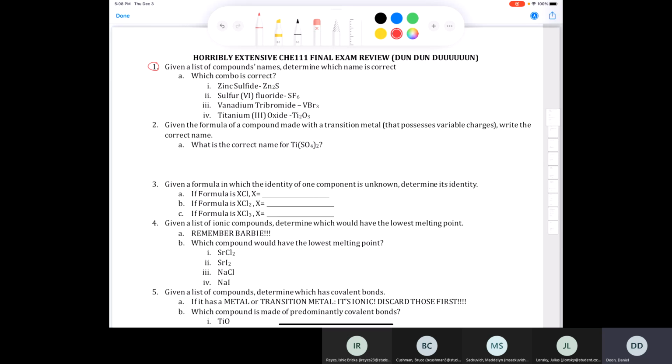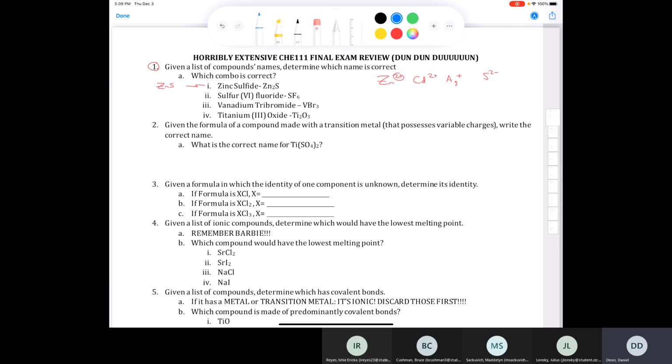So which combination is correct here? We have zinc sulfide, sulfur, something fluoride, and so on. We're looking for the one that is correct. I notice a problem in zinc sulfide right away. Remember that among the transition metals, there are 3 that only have 1 charge. For example, zinc is always 2+, cadmium is always 2+, and silver is always 1+. Since zinc always has a 2+ charge and sulfide is always 2-, zinc sulfide is actually ZnS like that.